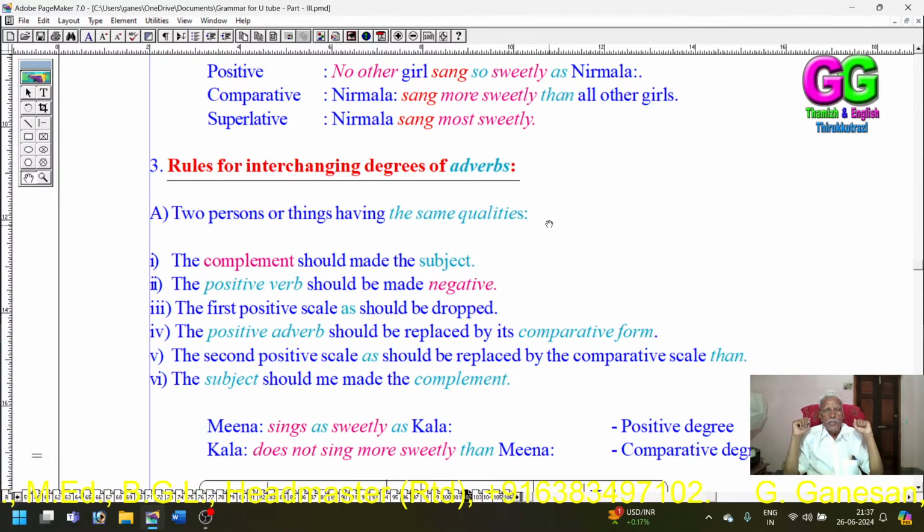Now, we are going to see the rules for interchanging. Let us take that first, that is comparing two things. When comparing two things, how a positive degree can be changed into comparative degree.